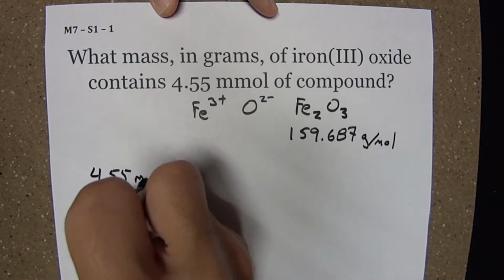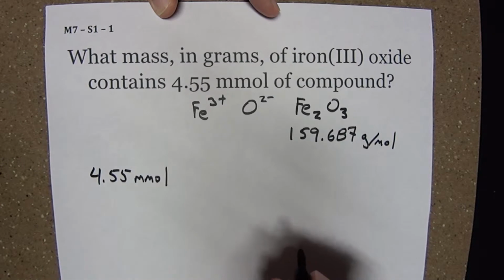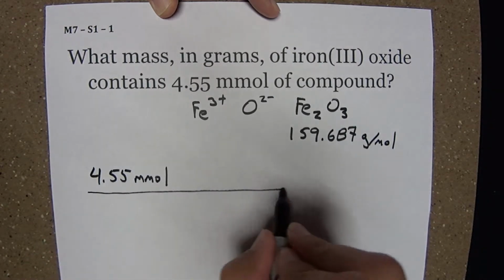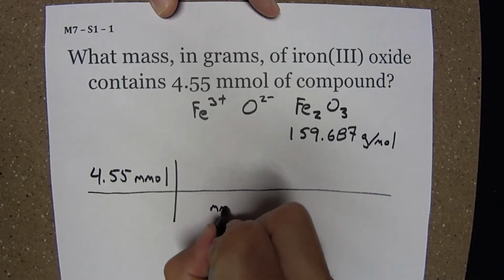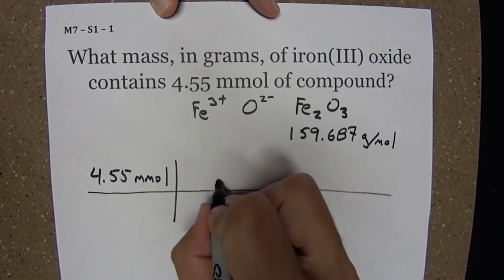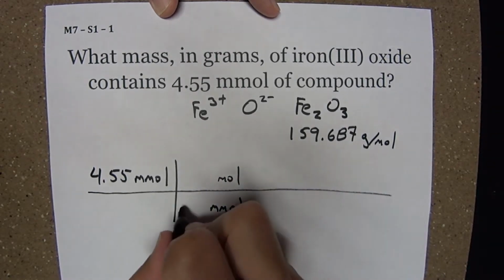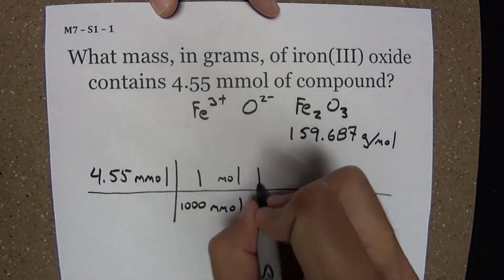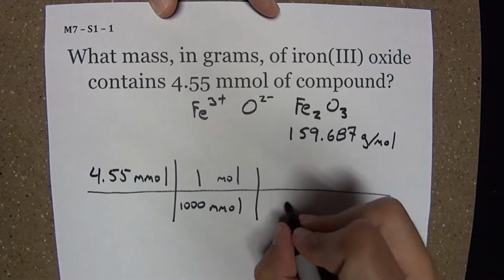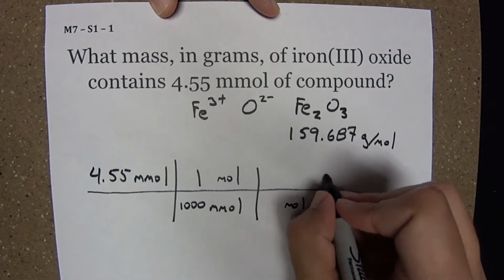Okay, so let's start with what we know. 4.55 millimoles of the compound. Okay, we want our millimoles to cancel, to be left with moles. 1,000 millimoles in a mole. I want moles to cancel. I want to be left with grams.